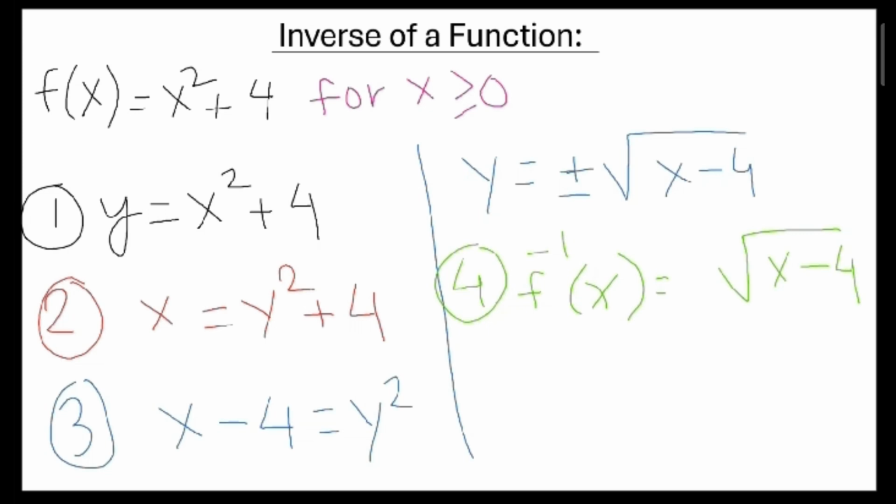But I will not write the minus here, I will only take the positive value of root over x minus 4, because in the question it was given that x is greater than or equal to 0. So x cannot be negative, it has to be positive. That's why we will not take the negative value, we will only take the positive value of the root. Therefore, the inverse of f of x equals x squared plus 4 is f inverse x equals root over x minus 4.